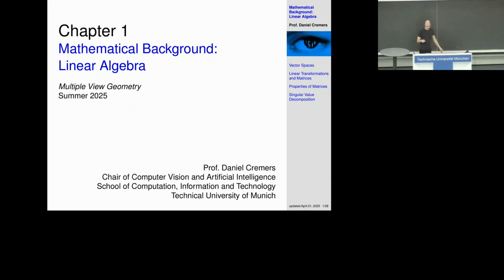I should mention, and I think I might have that on the slide somewhere, the whole class, at least this introductory chapter and several of the following chapters, are based on a book by Ma, Soatto, Košecká and Sastry. The book is called An Invitation to 3D Vision.